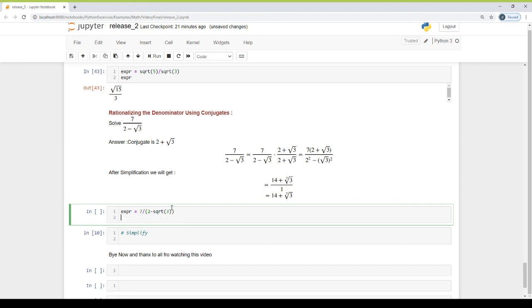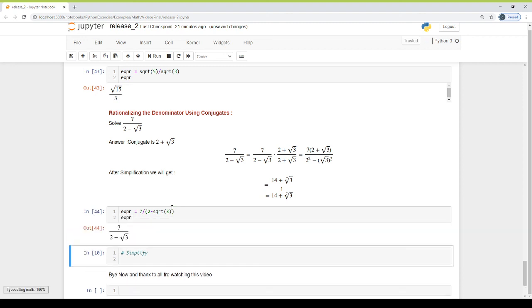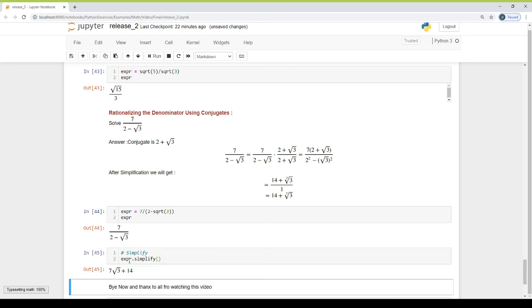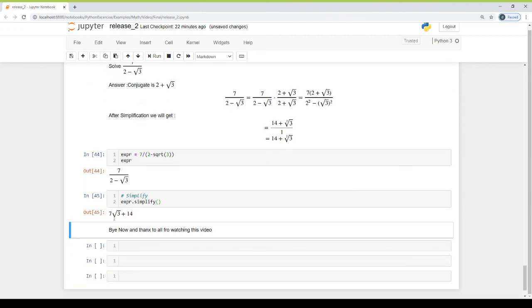Print expression, shift enter, and we get the expression 7 by 2 minus root 3. To simplify it, we call the simplify method on the expression, and simplify will use the process of rationalizing the denominator using conjugates to simplify the expression, and our resultant expression will now be 7 under root 3 plus 14.